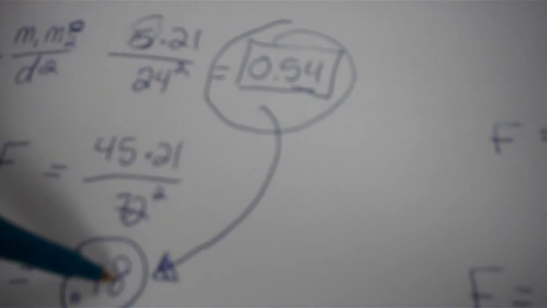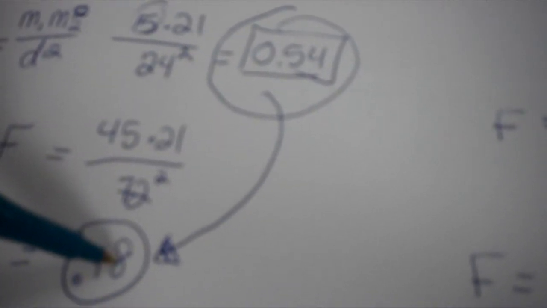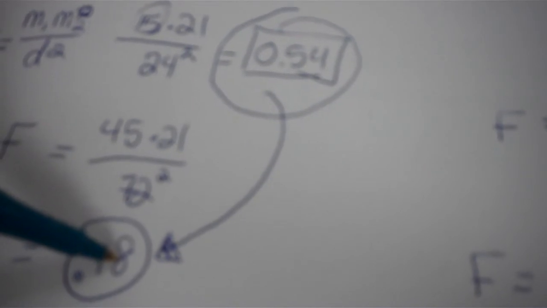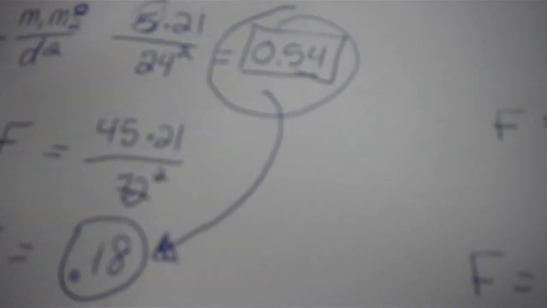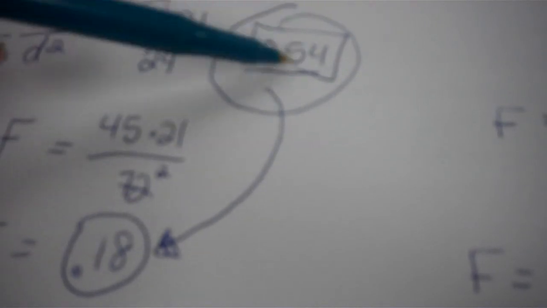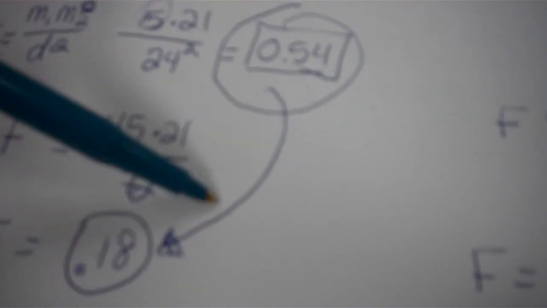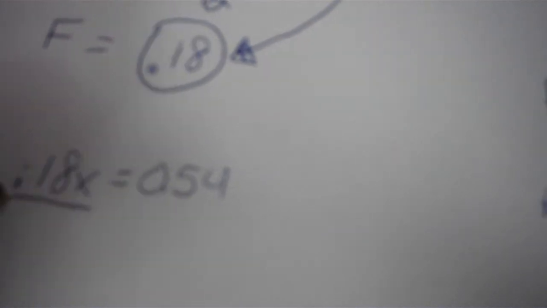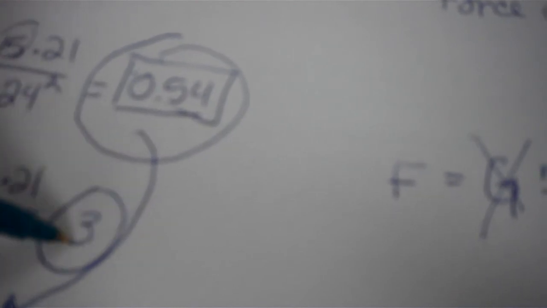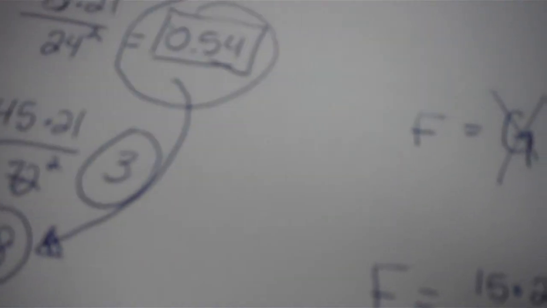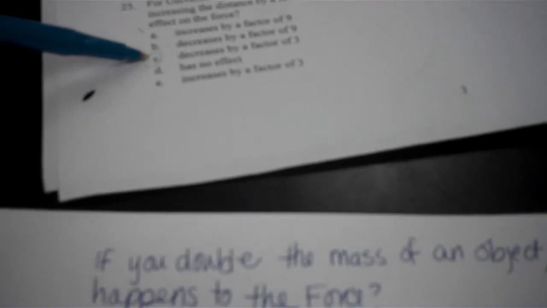Well, it's going to be decreasing. So we know that we can hit decrease. We can cross off anything in our answer choices that has anything to do with increasing. So our answer is going to be decrease. What's the difference between this one and this one? Well, 0.18 times some number is going to give us 0.54. And what you guys are going to find is that when you divide by 0.18, you're going to get 3. So the relationship here is we're going from 0.54, reducing by a factor of 3 to get 0.18. So our answer here is going to be C, decreases by a factor of 3.